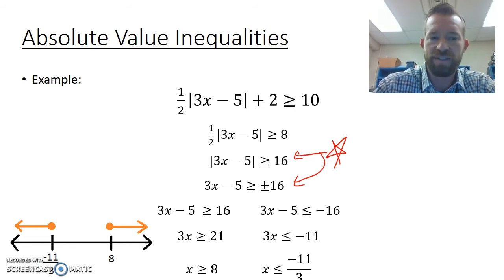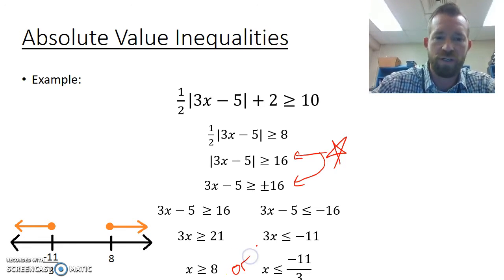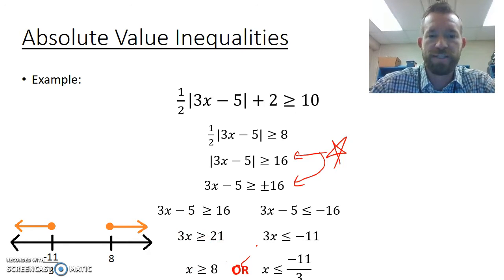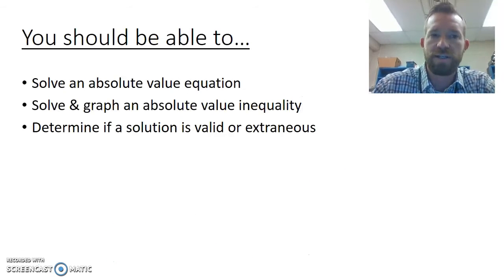It'd be easily graphed. In this case, you'd use the word or to knock these out because they go opposite ways for the arrows. Greater than 8 or less than negative 11/3. These are things you'd be able to do in this particular note set.